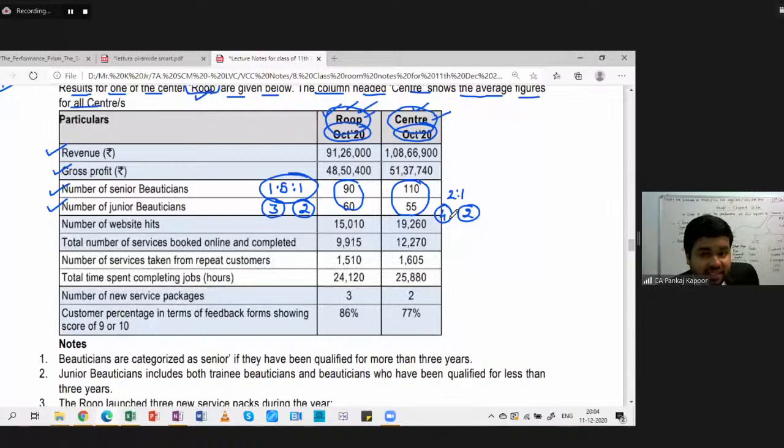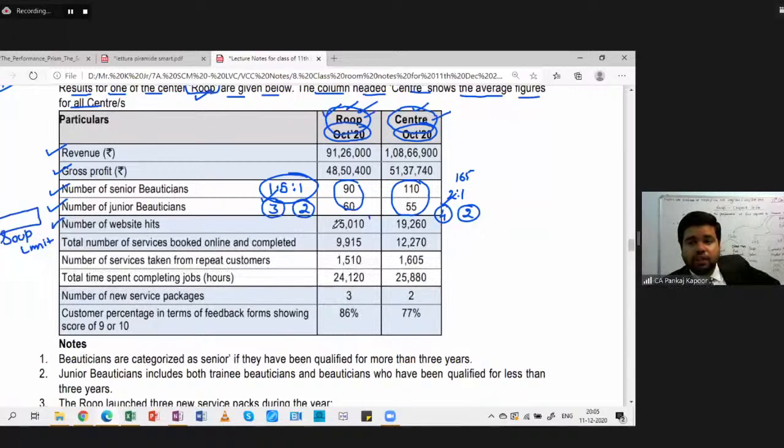Then whose experience is more? Obviously, the experience of the other centers is more in comparison to the experience of Roop. And you can see the number of employees is also less. Here the total number of employees, including both senior and junior beauticians, is how much? 90 plus 60, 150. Here the total number of employees is how much? 110 plus 55, 165. Now moving further. The number of website hits. It means how many persons searched for Soup Limited in the search engine.